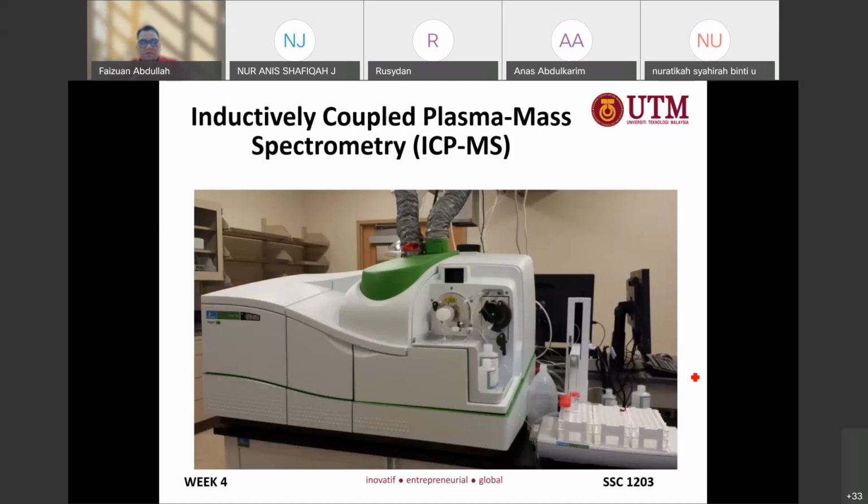This is how the instrument looks like. We have the latest version, which is quite smaller than this, in our lab. As I told you, when you come to UTM, I will bring all of you to make a visit.